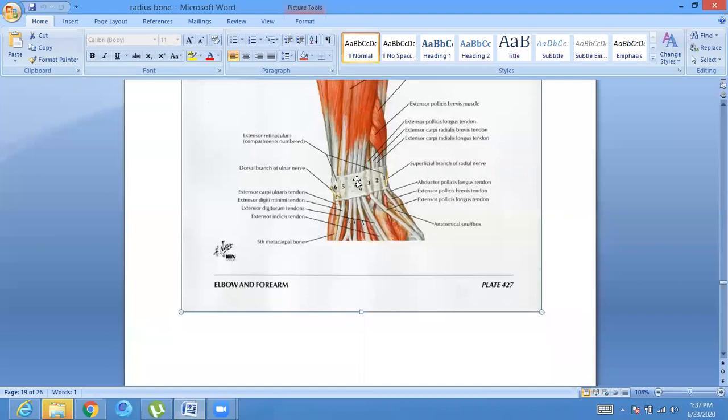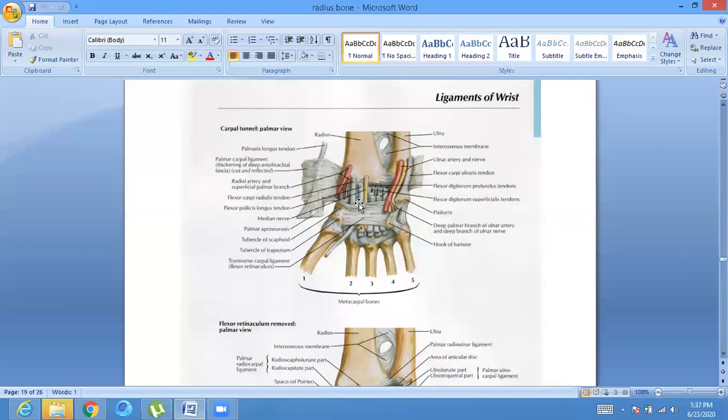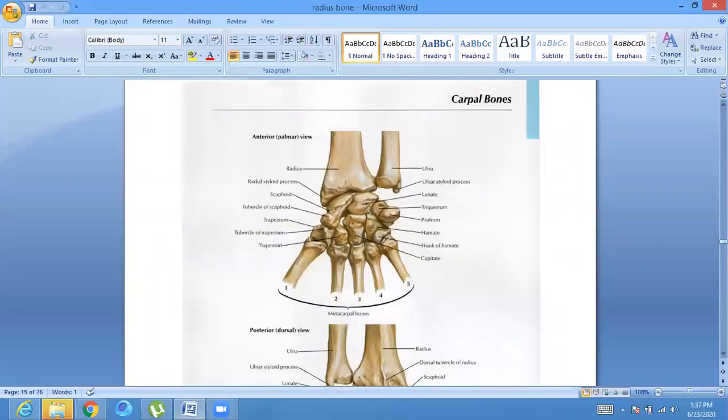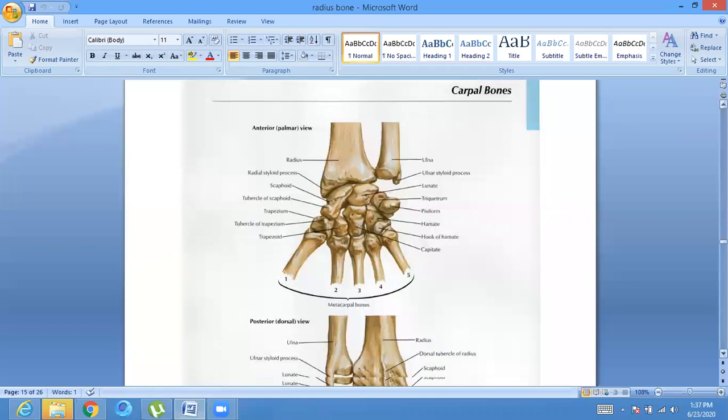So extensor digitorum and the other one is the extensor indicis. These two tendons, these are passing from the fourth groove present on the posterior aspect or the dorsal aspect of the radius. Is it clear बच्चे? बेटा कोई प्रॉब्लम तो नहीं है जी? I repeated over here over the bone.